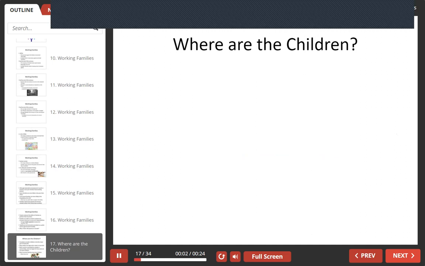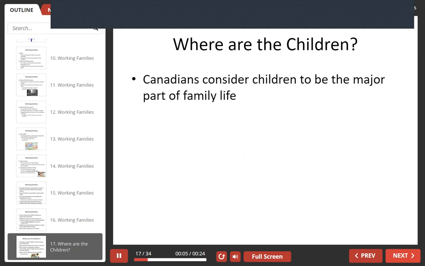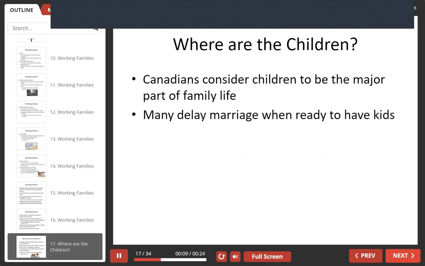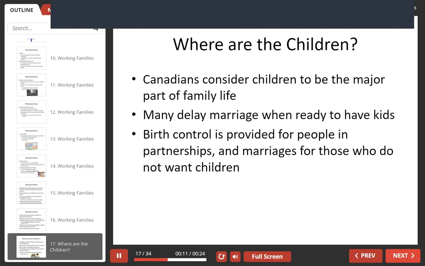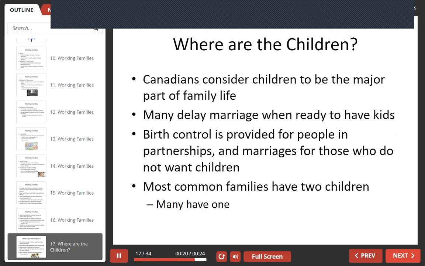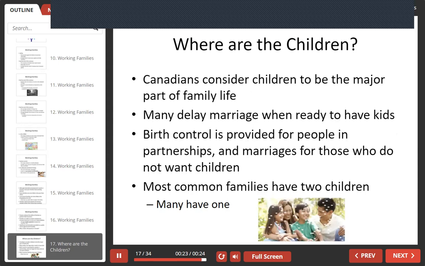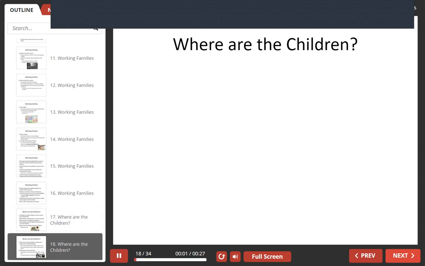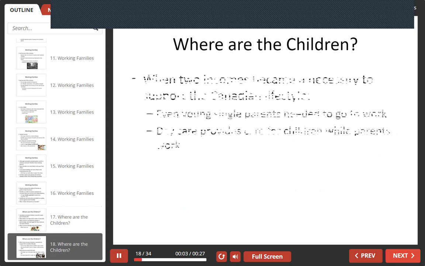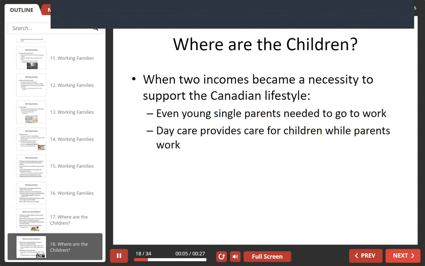Where are the children? Canadians consider children to be the major part of family life. Many delay marriage until ready to have kids, and birth control is provided for people in partnerships and marriages who do not want children. Many common families have 2 children and many have 1. So when 2 incomes became a necessity to support the Canadian lifestyle, even young single parents needed to go to work because children cost a lot of money.